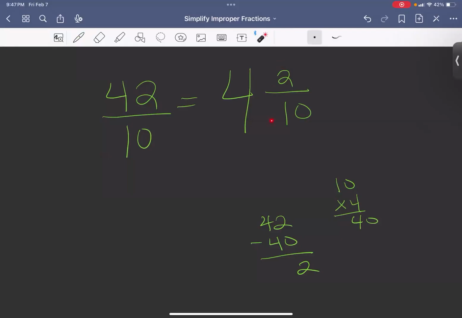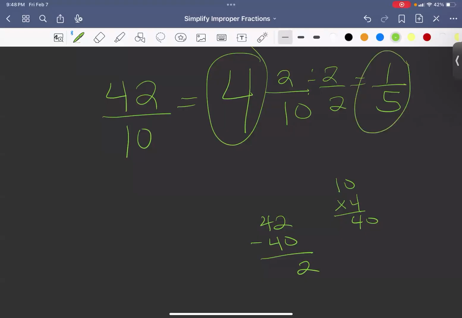However, 2 over 10 is not in simplest form. There are factors that can go into 2 and 10 that they both share. So I'm going to use the greatest common factor, which is 2, and 2 divided by 2 is equal to 1, and 10 divided by 2 is 5. So we have 4 and 1/5. So the final answer is going to be 4 and 1/5.